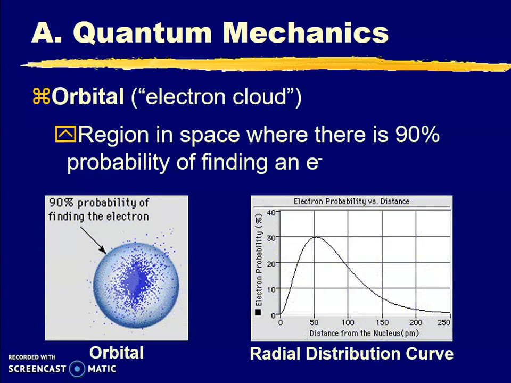Okay, so I've been using this word orbit. Let's define this a little bit better. An orbital is the electron cloud. Remember, the protons and the neutrons live in the nucleus, and then the electrons are constantly moving around the outside of the nucleus in the electron cloud. So an orbital is a region in space where there is a 90% probability of finding an electron. We call that an orbital.